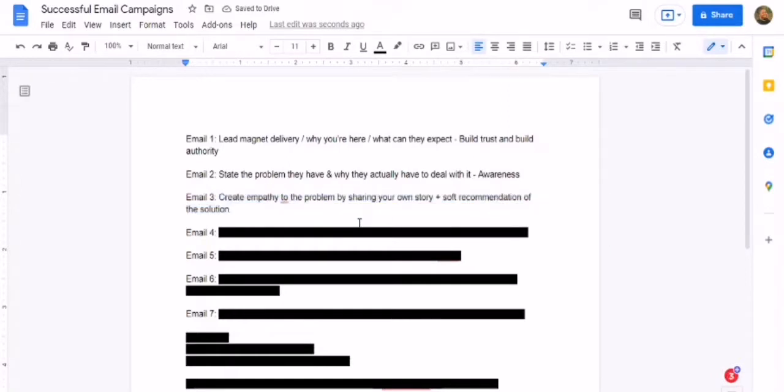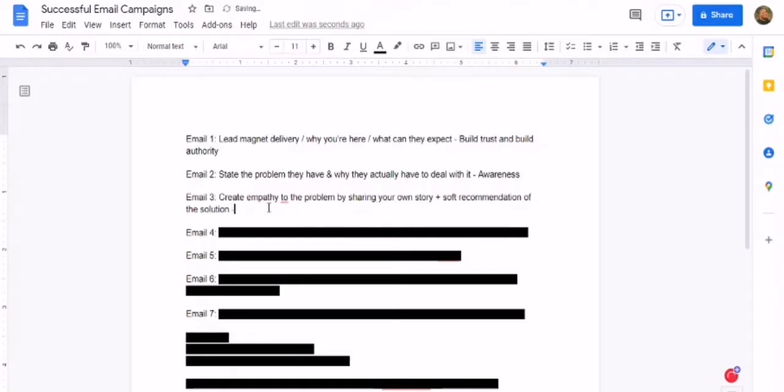Okay, so now the third email, you have to create empathy to the problem by sharing your own story. You have to tell them the truth is that people love story. I've always said that storytelling sells. Now make them see that it's not just them that is experiencing this, because before you stated the problem, now tell them how you also went through that problem, and at the same time you give them a soft recommendation of the solution that got you out of your problem.